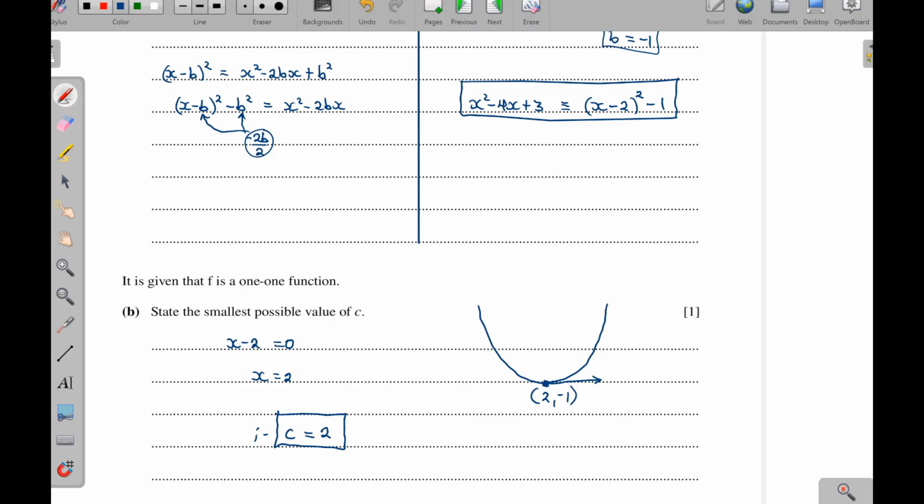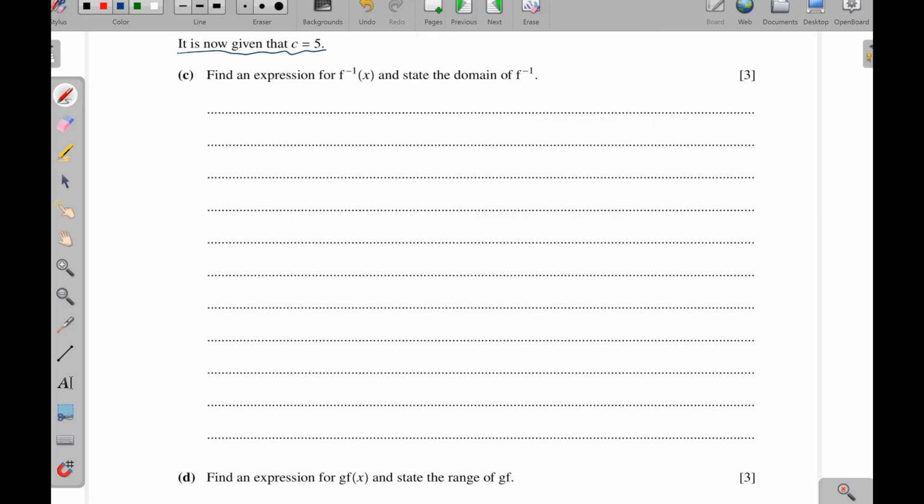Okay, here they have said f is 1-to-1. They can bring this question again and say state the smallest possible value of c for which the function has an inverse. It is the same thing. You look at the x coordinate at the turning point. Is that clear? All right. It is now given that c is equal to 5. Part C, find an expression for the inverse of f and state the domain of the inverse.